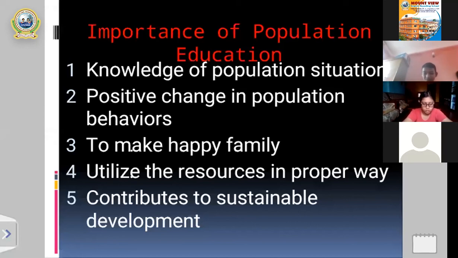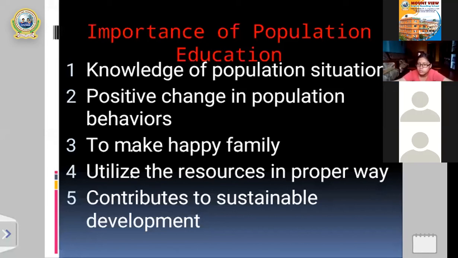And after that, my dear students, positive change in population behaviors. Positive change in population behavior means to manage the population, or positive attitudes towards human beings. That's why to manage the population, to minimize the population growth rate. Once again, I want to repeat that population behavior means reducing or minimizing the population in a certain place or area. And for that, positive change is very essential, right?